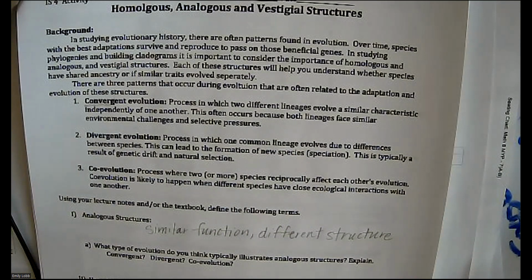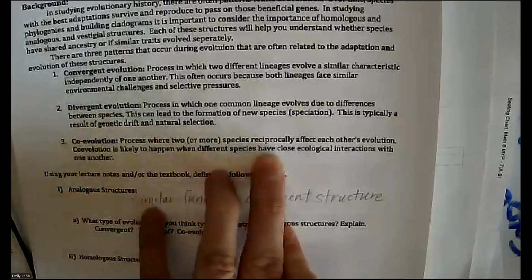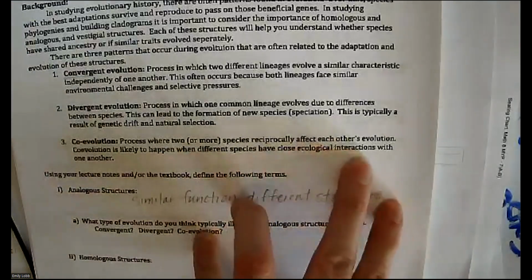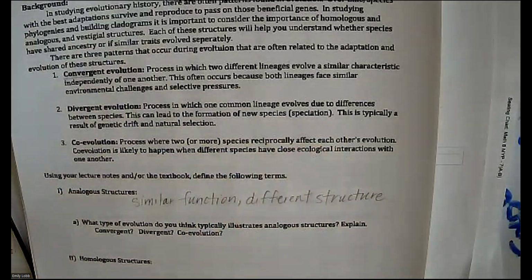So natural selection is like when something kills it all off, obviously that part of them did not help them survive. So those that were weaker may have died, per se. Okay? Coevolution, two or more species reciprocally affect each other's evolution. So coevolution is likely to happen when different species have close ecological interactions with one another.